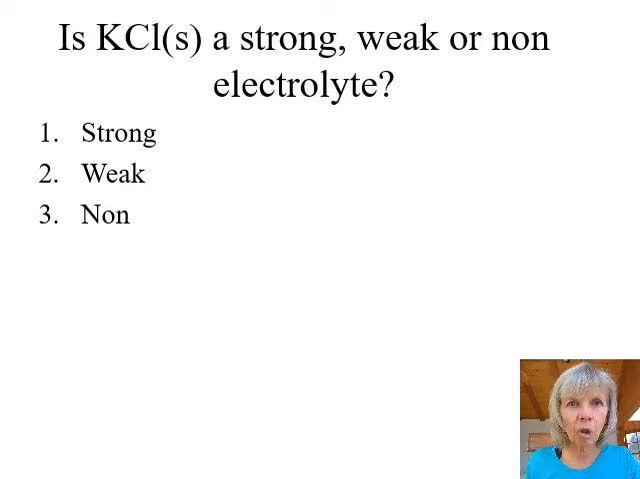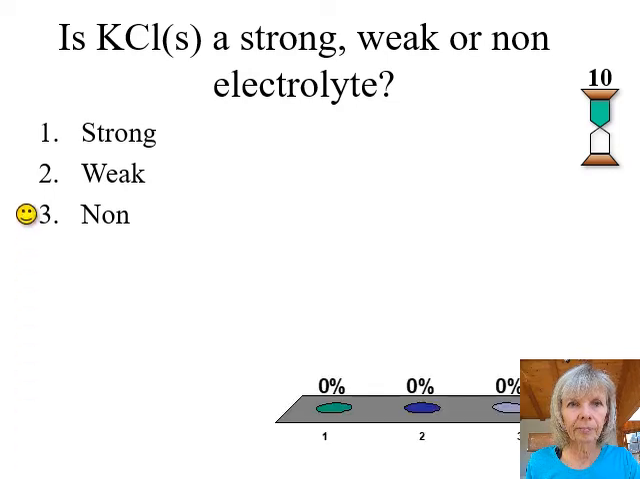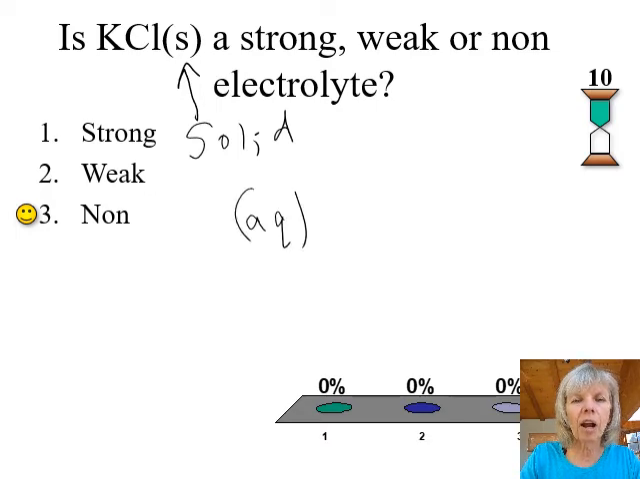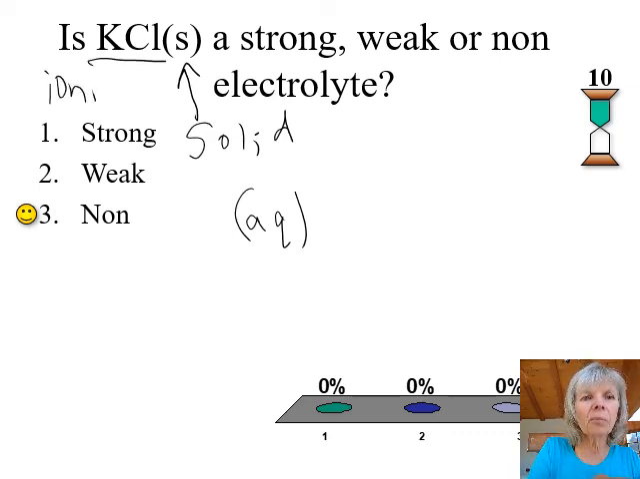Is potassium chloride in the solid state a strong, weak, or non-electrolyte? The answer is non. The reason that it's non is because the physical state is a solid. Our definition of an electrolyte is something dissolved in water, so the physical state needs to be aqueous. Sometimes there's a little bit of confusion, so make sure your solution is aqueous. KCl is an ionic compound, but in this case, it's in the solid state, so it's not going to conduct electricity.